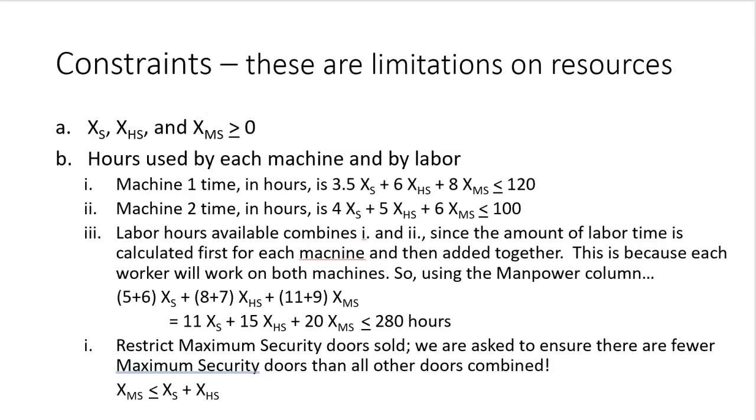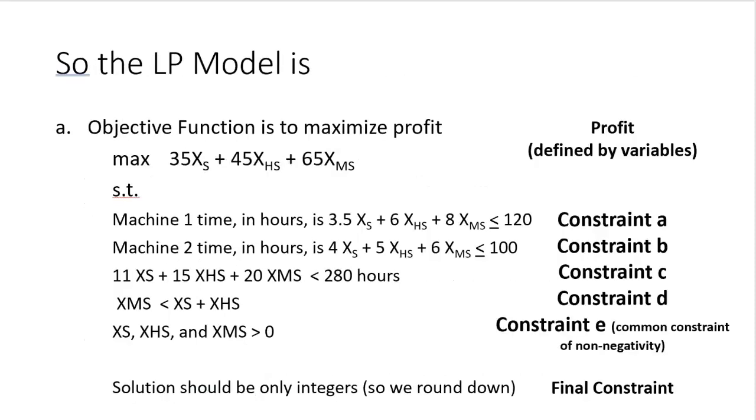So we really see 5 constraints that we will be graphing here. My LP model has an objective function, which is to maximize 35XS plus 45XHS plus 65XMS. That's about profit, so we're going to maximize profit with the defined variables, such that machine 1 hours, that formula, was constraint A, and machine 2 hours has this formula for constraint B. Constraint C we already determined, which was the labor hours, must be less than 280 total. Constraint D was that my maximum security doors has to be less than my combined standard and high security doors.